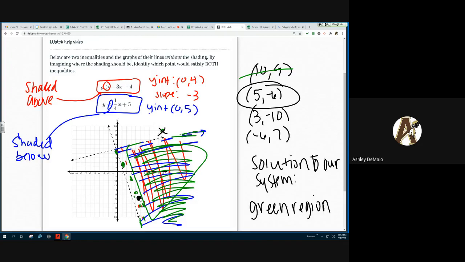So now let's check 3, -10. 3, -10 is right here. That is not in our shaded region. And -6, 7 is all the way over here. That's also not in our shaded region. So our solution in that overlapping shaded region is 5, -6. So that would be our solution to this problem.